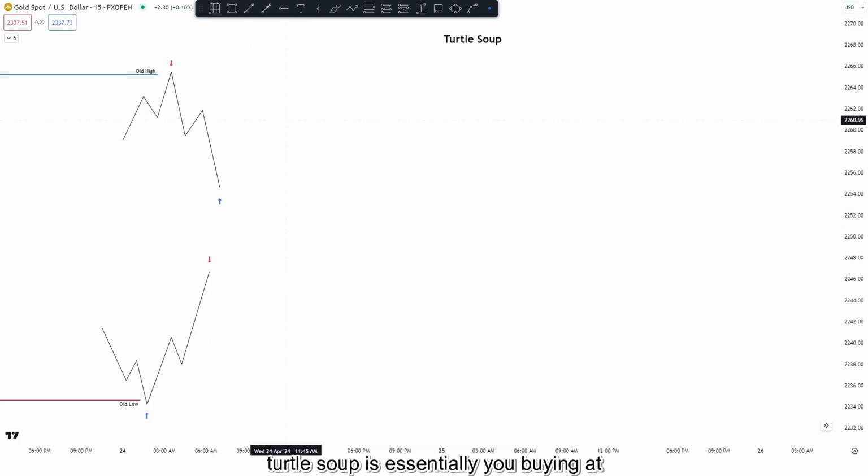So a turtle soup is essentially you buying at the top or buying at the bottom as soon as price has just taken out a level of liquidity, whether that be an old high or an old low. But that's a little too mundane. At the end of the day, you can't buy every single high or every single low. You just won't be consistent. I'm going to break it down into a framework that is consistent.